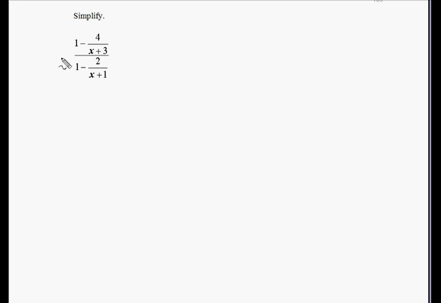Simplify. Here we have a complex fraction. In the numerator is subtraction, in the denominator subtraction. So we first need to simplify that, actually subtract those two terms. And since one of them is a fraction, we need a common denominator. So that common denominator would be x plus 3.